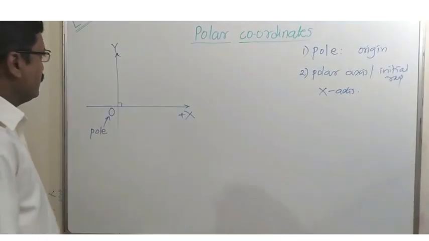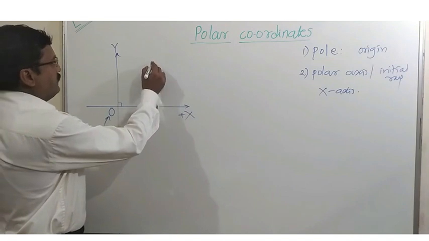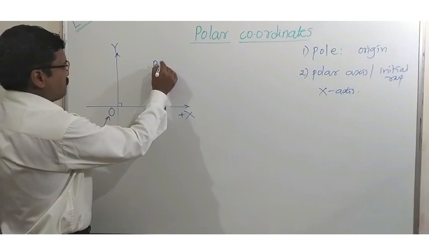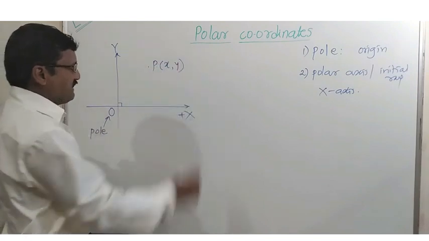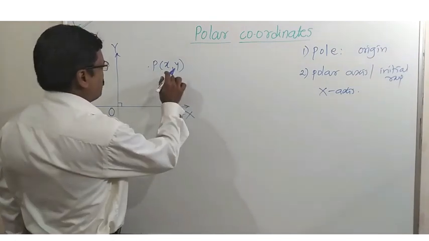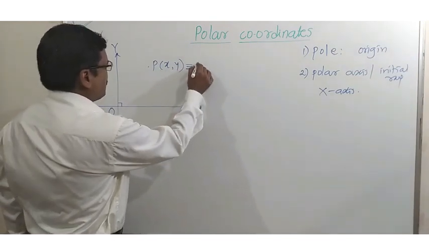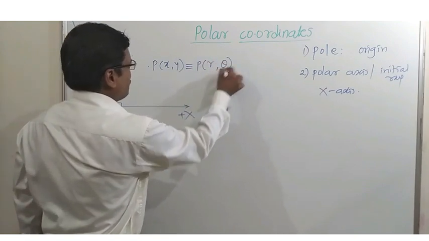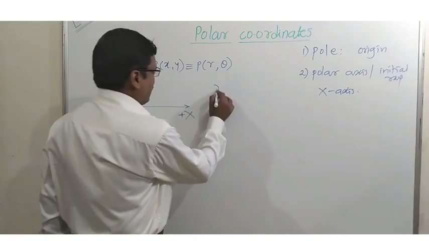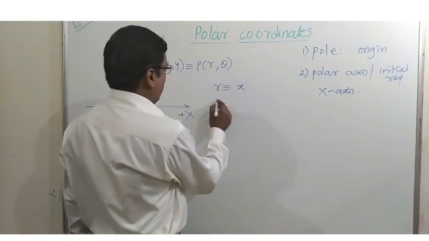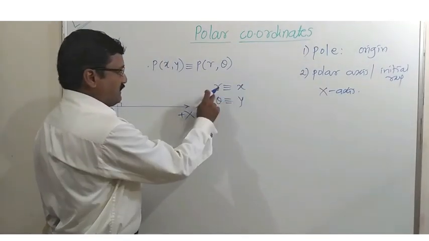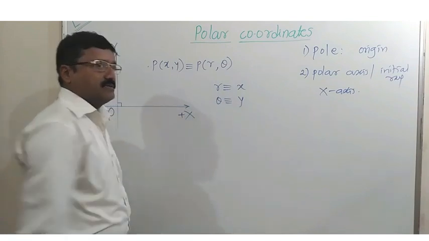Okay. Let us see the radius vector. If you take any point P in this system, then in the Cartesian system we write the coordinates of P as (x, y). Now in the polar coordinate system we will write the coordinates of point P as P(r, theta). Let us see the meanings of this r and theta. Here r is equivalent to x and theta is equivalent to y. But the values of x and r are not the same, and the values of y and theta are also not the same.